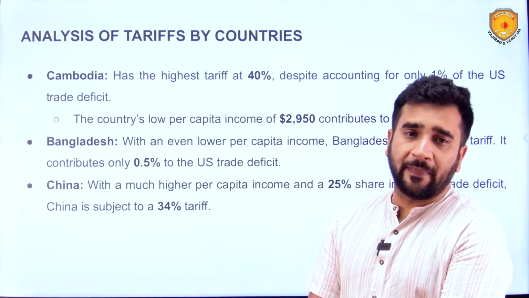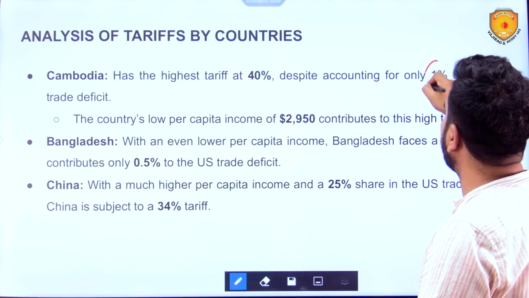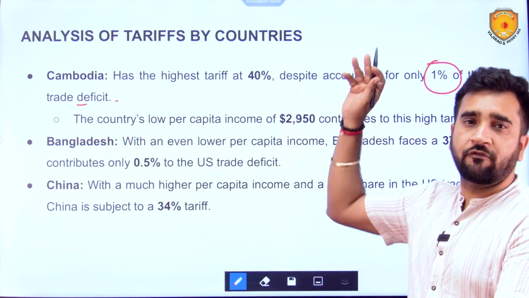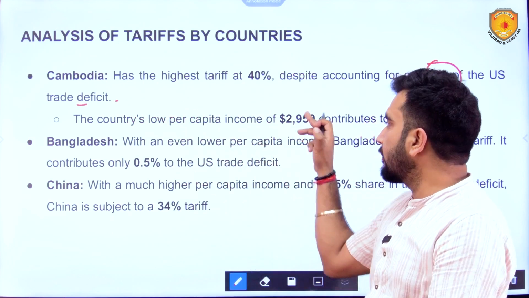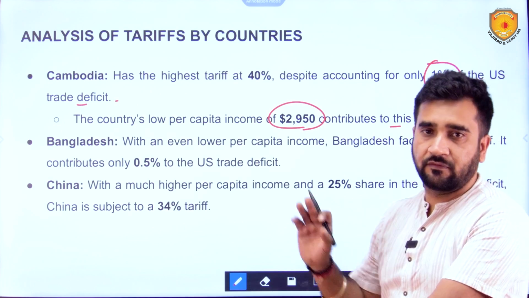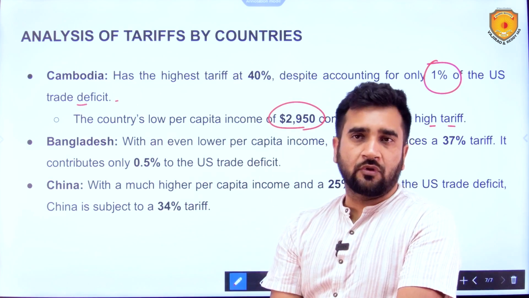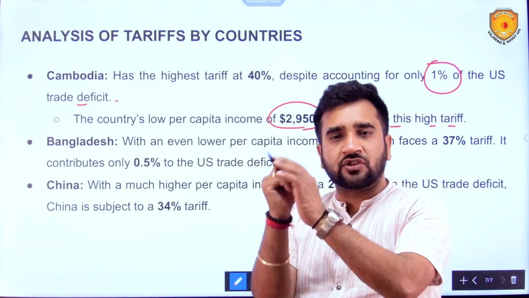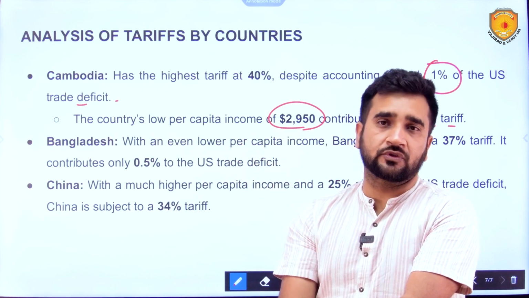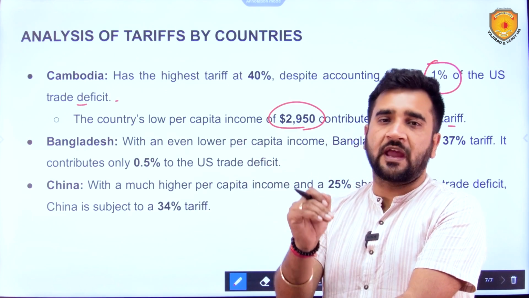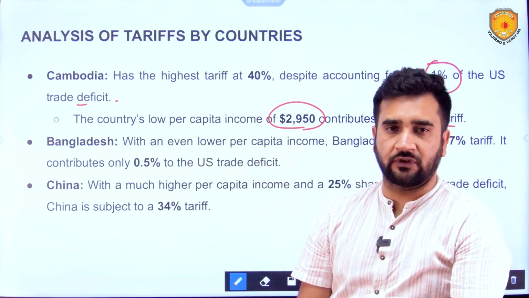Now, analysis of tariffs by countries. Cambodia has the highest tariff at 40% despite accounting for only 1% of the US trade deficit. Meaning out of the $1.2 trillion deficit which the USA faces, only 1% of it is coming from Cambodia. The country's low per capita income of $2,950 contributes to this high tariff. Why? Because Cambodia is underdeveloped or developing, and that is why it imposes tariffs on the American goods coming to its country. And the reciprocal tariffs are linked to the tariff which that country imposes. So low per capita income leads to higher tariffs by those countries. Higher tariffs lead to higher tariffs by the USA on the trade from those countries.